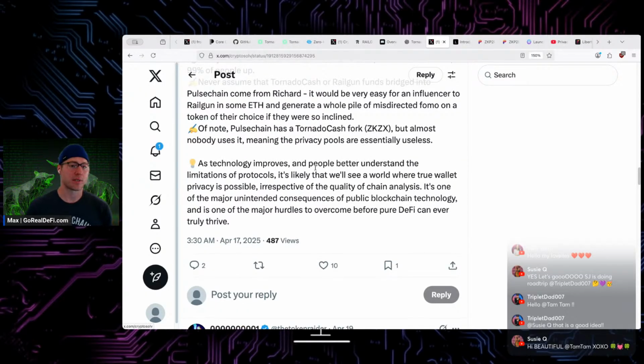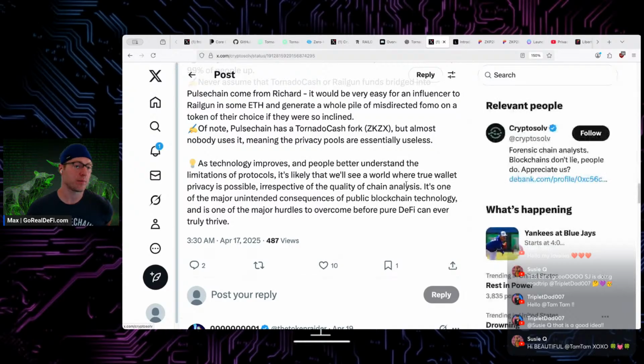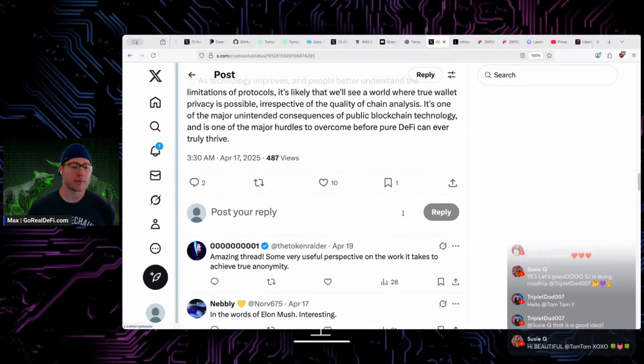As technology improves and people better understand the limitations of the protocols, it's likely we'll see a world where true wallet privacy is possible, irrespective of the quality of chain analysis. It's one of the major unintended consequences of public blockchain technology, and is one of the major hurdles to overcome before pure DeFi can ever truly thrive.